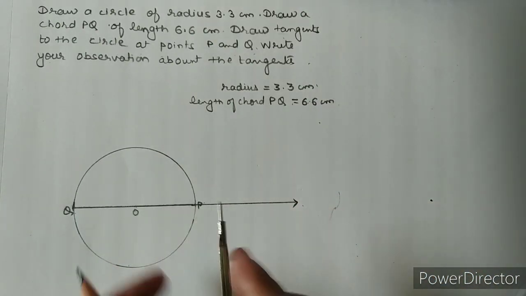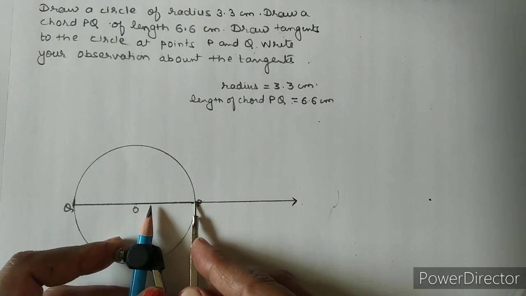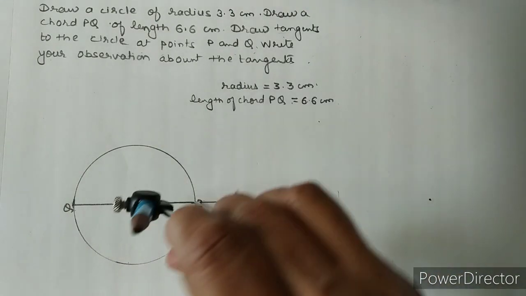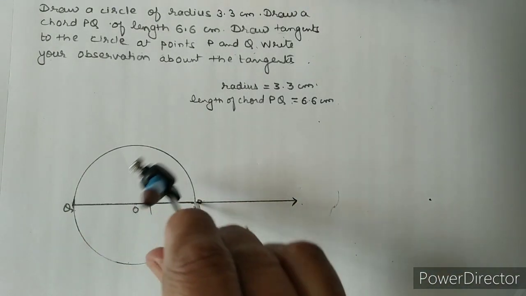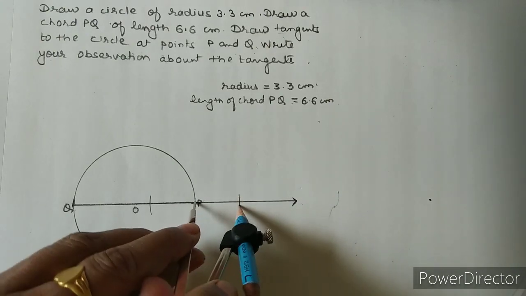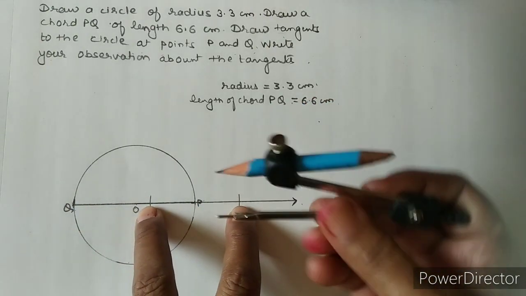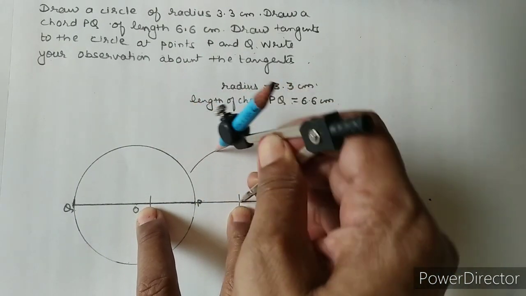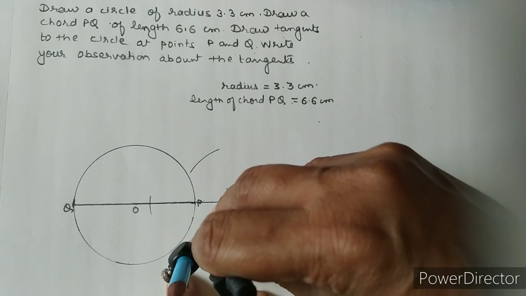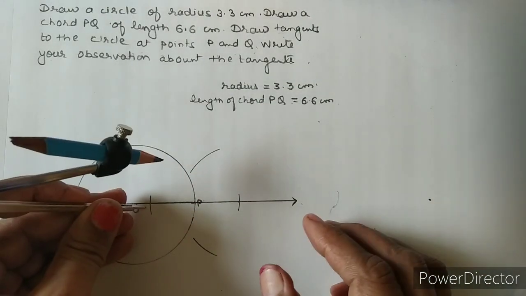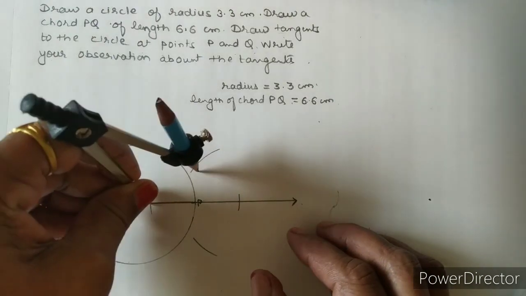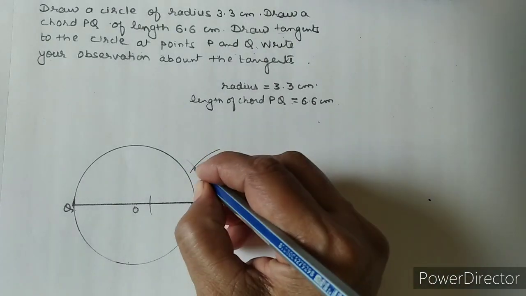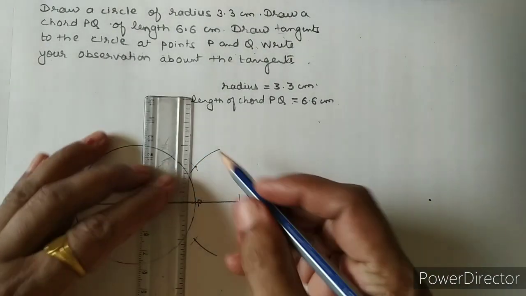Then take this distance, it is less than radius. Draw two arcs here to the left of P and to the right of P. Then take more than half of this distance, and draw arcs above ray OP and below OP. By keeping the distance same, draw two arcs. Here you will get 2 points of intersection and join these points of intersection.